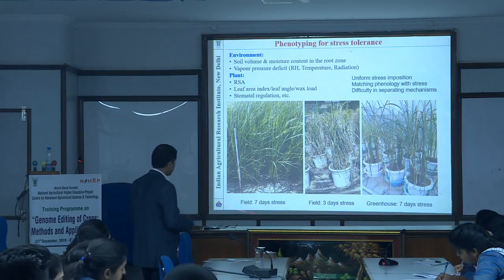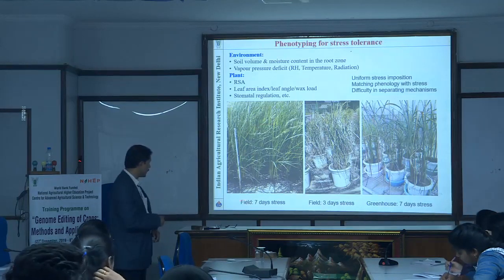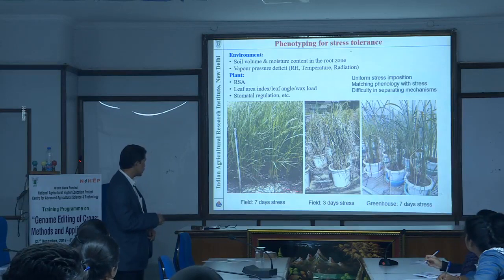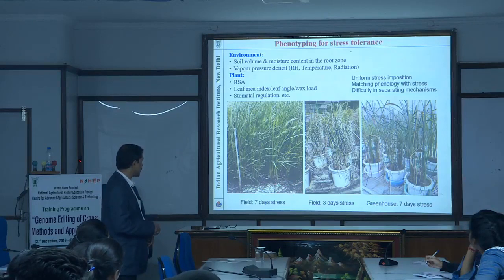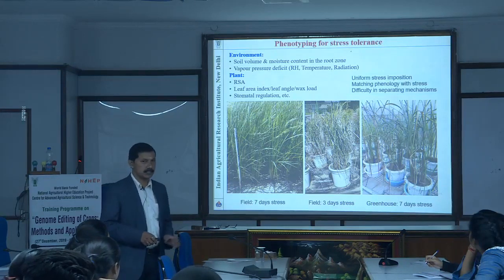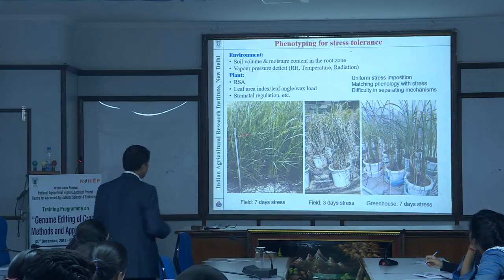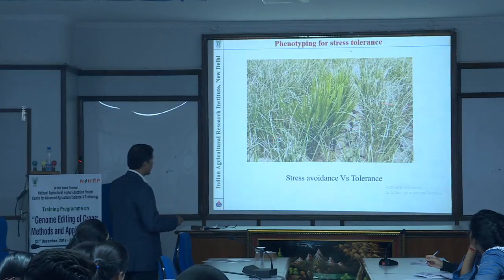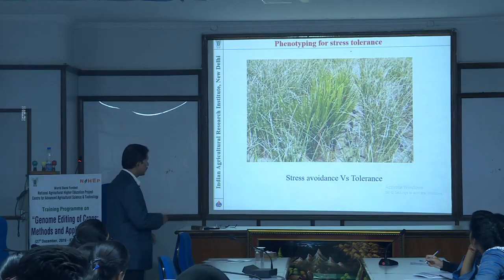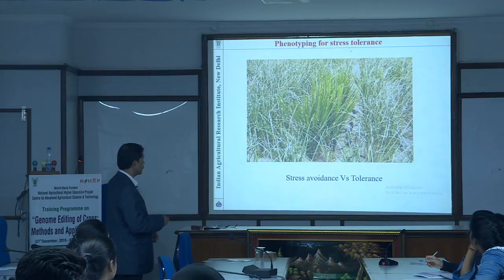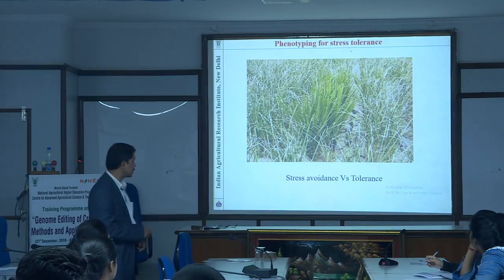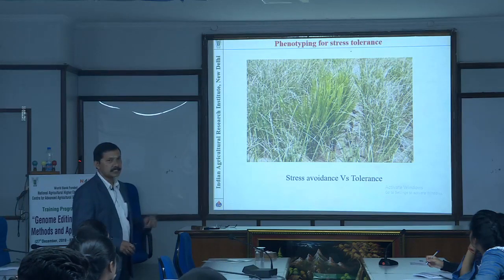So if you impose a stress under field conditions, here you see these are rice plants subjected to drought stress, grown for 7 days with no irrigation. You can see the cracks on the soil, but still you see very few obvious symptoms on the plant. Under this condition, if you screen genotypes, you will find some are tolerant and some are sensitive. If you do a transcriptome of this leaf and this leaf, you will definitely identify a large number of genes, but you will not identify the genes responsible for providing this kind of phenotype.